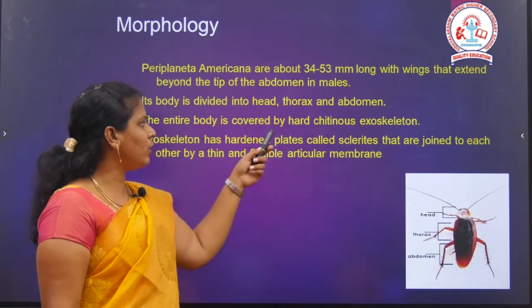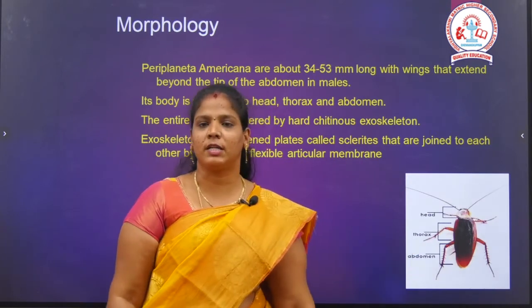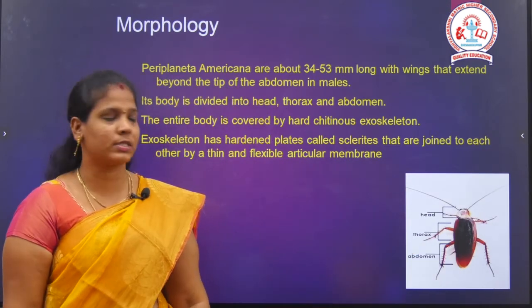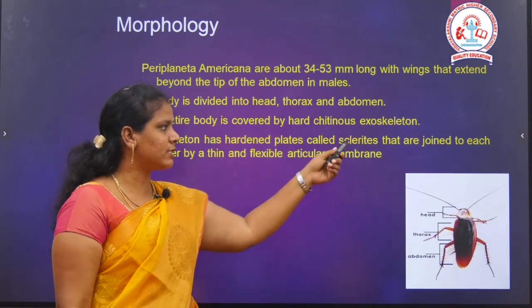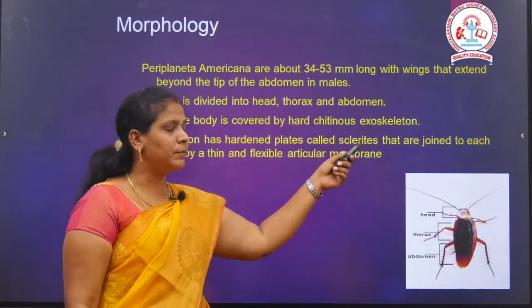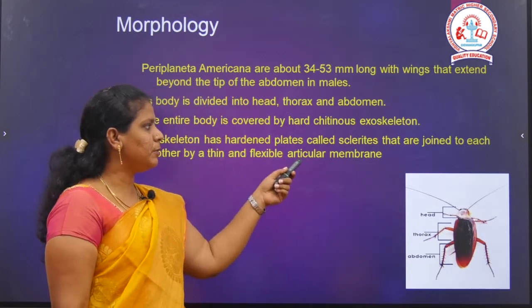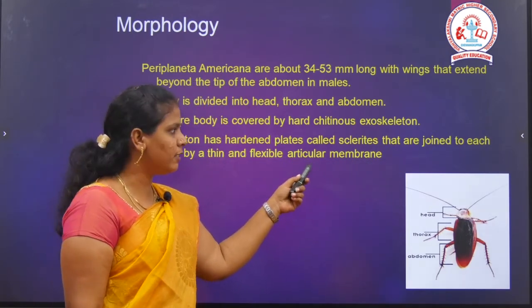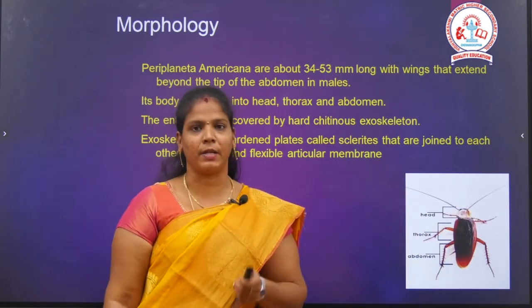The entire body is covered with a chitinous exoskeleton, and the exoskeleton is made of hardened plates called sclerites. The sclerites are joined to each other with a thin flexible articular membrane.